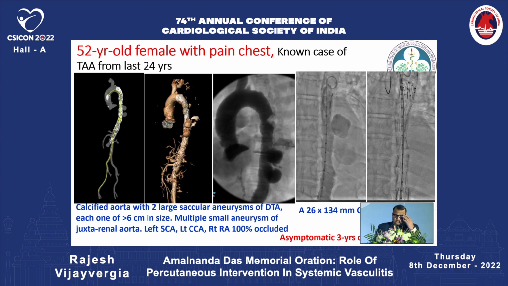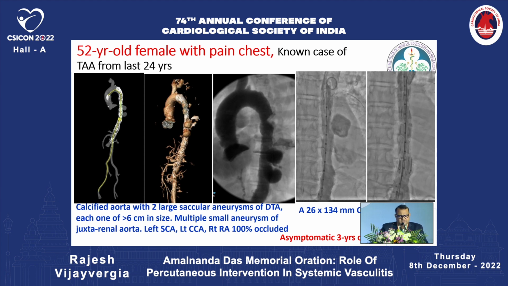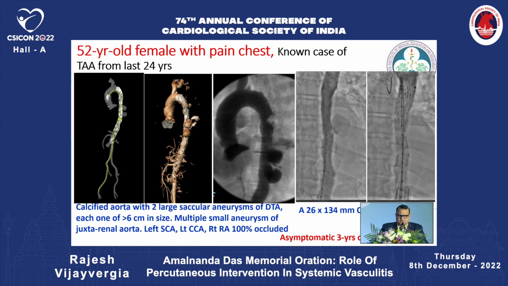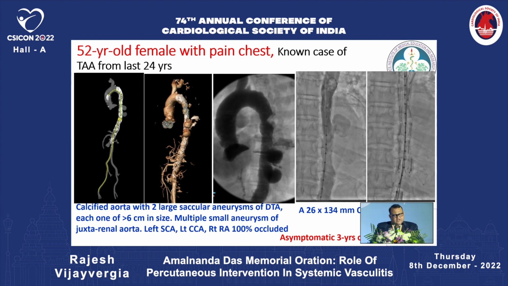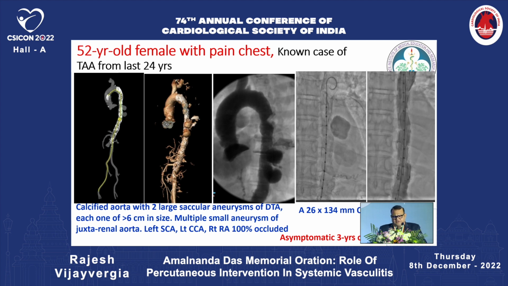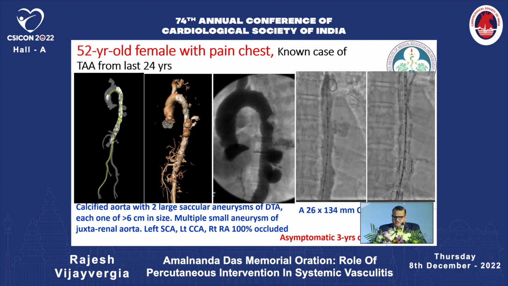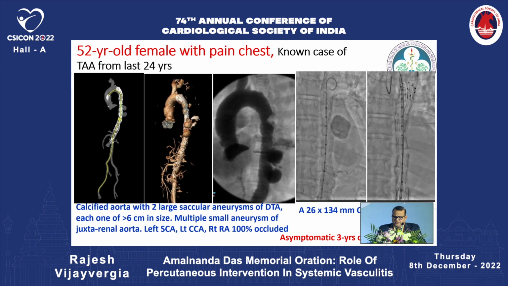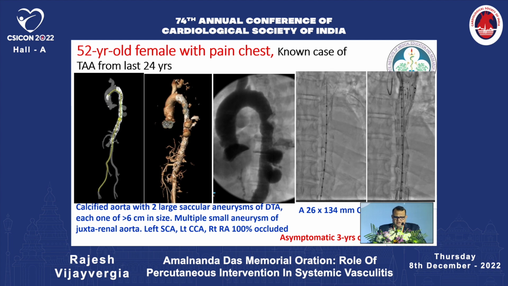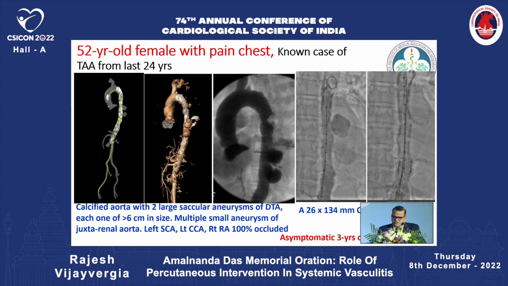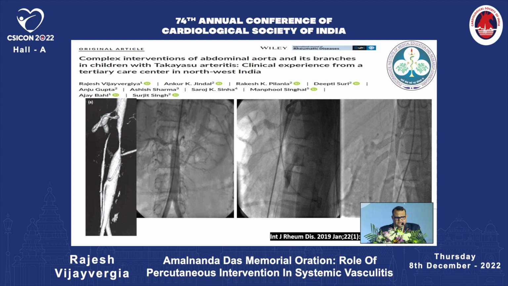We do come across aortic aneurysm infrequently in those with Takayasu aortoarteritis. This particular case has both left subclavian and left carotid totally occluded. For the last 24 years, he was on follow-up, and presented with pain. Chest pain radiating to the back, and he was found to have 2 large saccular aneurysms of more than 6 centimeters in size and multiple juxtarenal aneurysms as well, which were successfully treated with a graft stent.